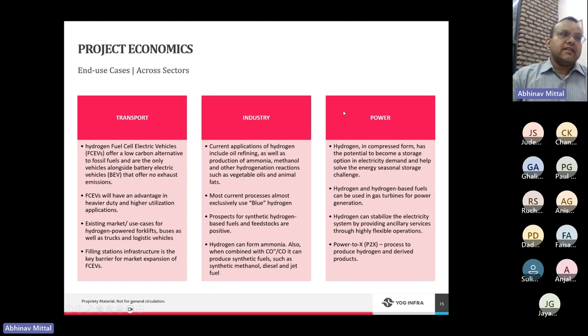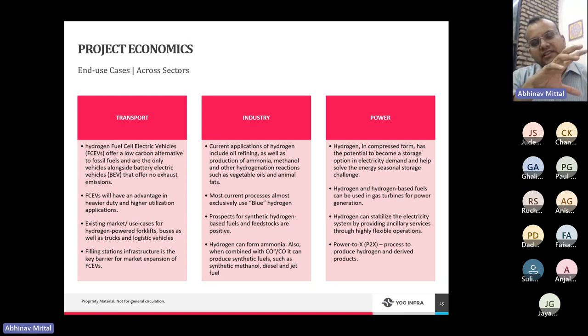Now, on the power side, some developers try to use hydrogen to convert into power for electricity use. However, as a business case, it is not very financially viable because, of course, you first use renewable energy to convert into hydrogen, then you convert it back into power. So, of course, there are losses in the value chain.